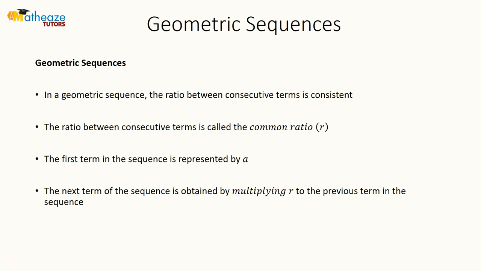The first term is always represented by the letter A, and the next term of the sequence is obtained by multiplying the previous term in the sequence by R.